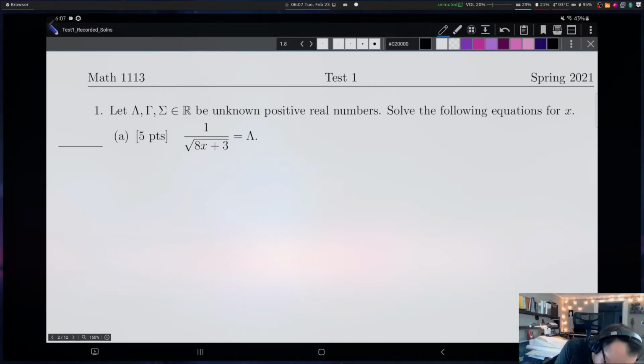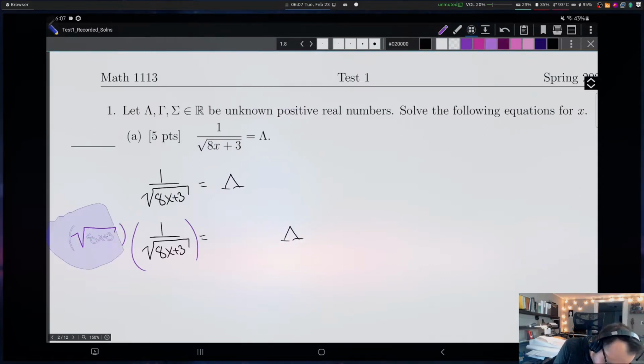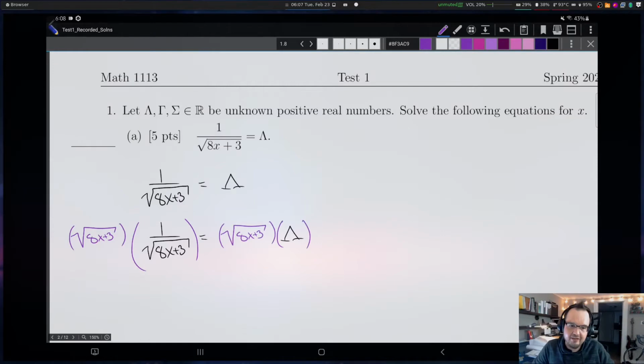So what I want to do is maybe first I'll just rewrite the equation as I see it. 1 over root 8x plus 3 is equal to lambda. And I don't want to modify this in place, so I think what I will do is just make a copy of this. If I were in my scratch work, I would just rewrite it down here. And I would now think about multiplying in this root 8x plus 3, this entire quantity, on the left-hand side, as well as multiplying in that entire quantity on the right-hand side. So I just need to be very careful that I'm applying this multiplication operation to the entirety of both sides.